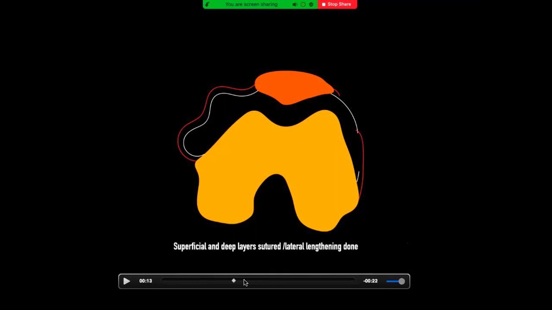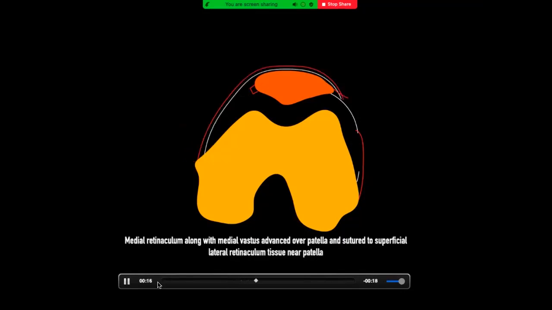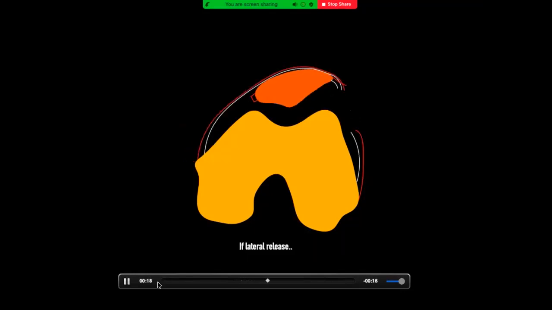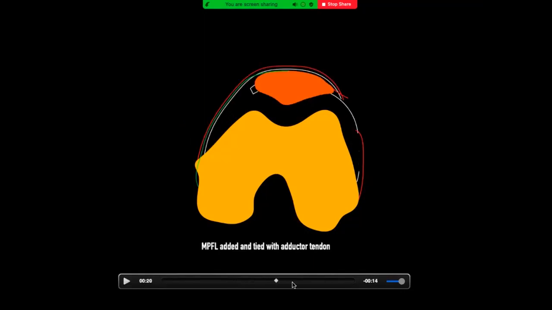By doing so, the patella will realign with the trochlear sulcus. What happens if we do a complete release is that, because of the pull from the medial side, the patella will tilt. So that tilting of the patella is what I was mentioning.